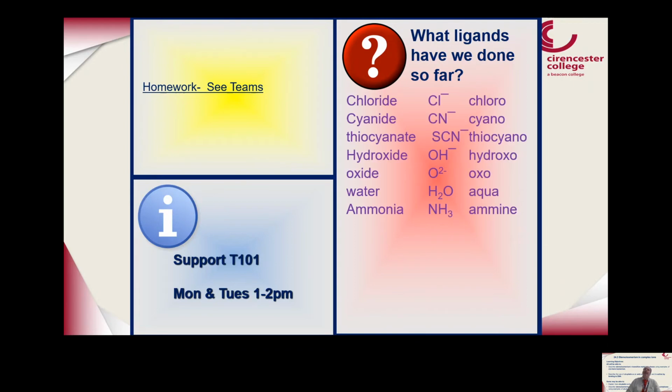So we've got chloride, that becomes named chloro. Cyanide, CN minus, that's cyanide, thiocyanate or thiocyano when you're naming the compound. Hydroxide becomes hydroxo, O2 becomes oxo, water is aqua, and ammonia, whose lone pair is going to become part of a ligand, is ammine. Be careful, it's ammine with a double M. Okay, so that's the difference there.